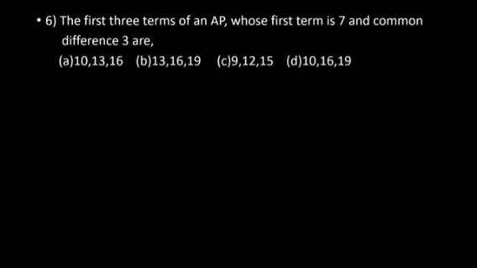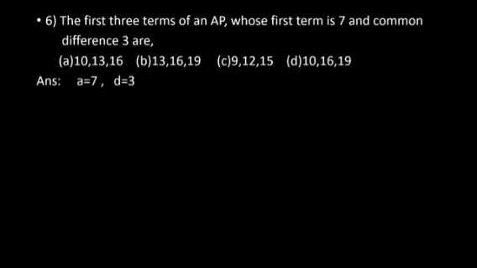Sixth one, the first three terms of an AP whose first term is 7 and common difference 3 are. Options: 10, 13, 16; 13, 16, 19; 9, 12, 15; 10, 16, 19. Here they said we need to find the next 3 terms and they gave the first term and difference. We will write it down now. a is equal to 7, d is equal to 3.